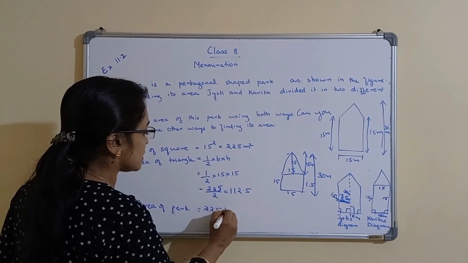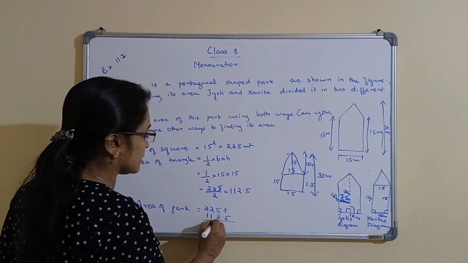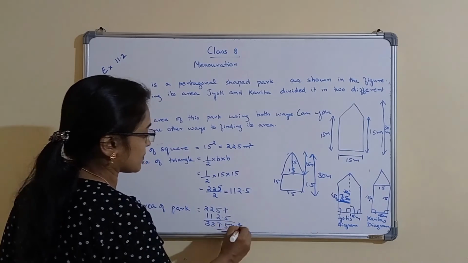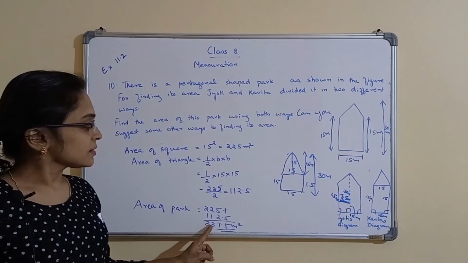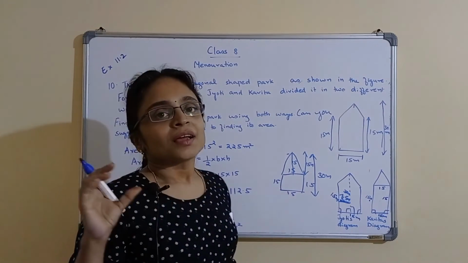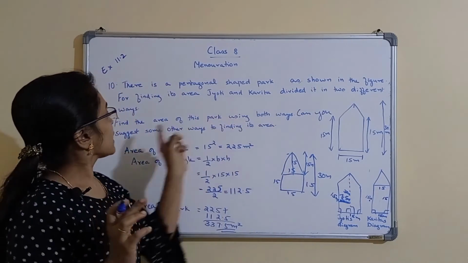So when we add this 225 and 112.5, the area of the park is equal to 225 plus 112.5, which is equal to 337.5 meter square. So we got the area of this park as 337.5 meters square.